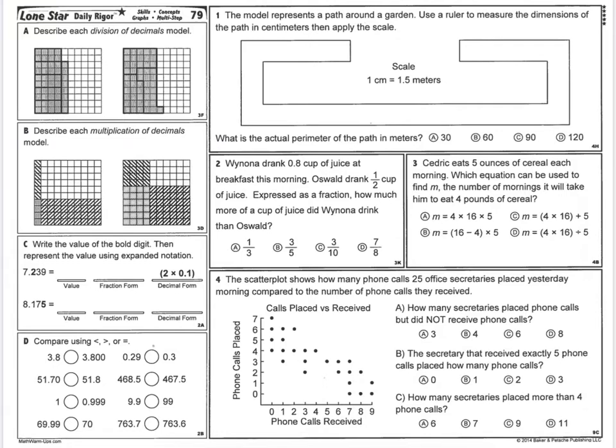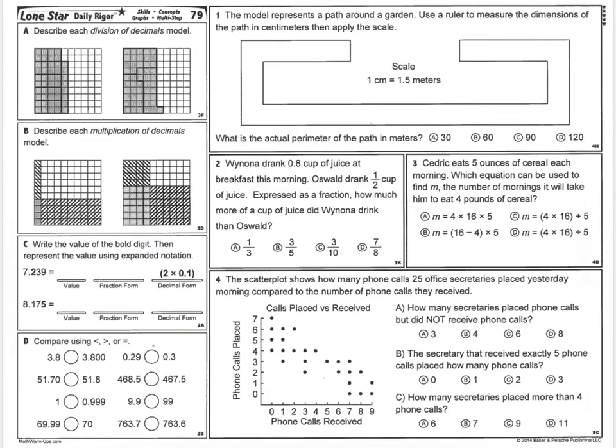Okay, number 4. The scatter plot shows how many phone calls 25 office secretaries placed yesterday morning compared to the number of phone calls they received. A. How many secretaries placed phone calls but did not receive phone calls? Okay, so A, how many secretaries placed phone calls but did not receive phone calls? Sorry, wrong button.